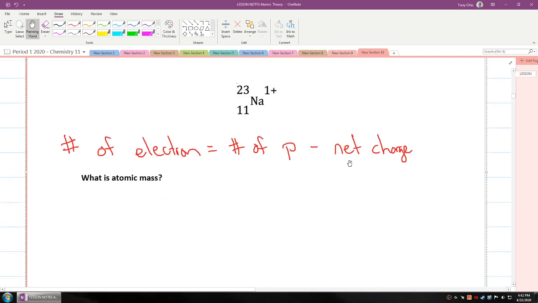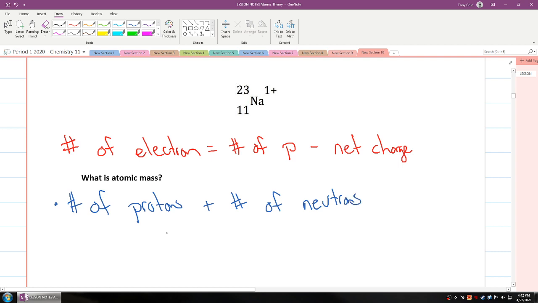Okay, how about atomic mass? What does that tell us? Well, atomic mass is a bit different. Atomic mass is the number of protons plus the number of neutrons. So for example, oxygen has, in this case, 8 protons plus 8 neutrons equals a mass of 16. That's its atomic mass.